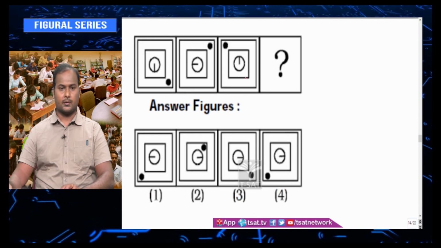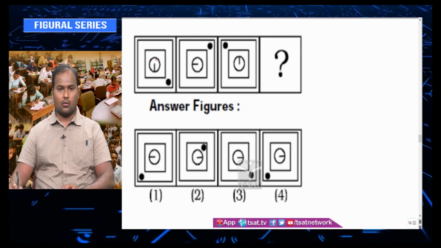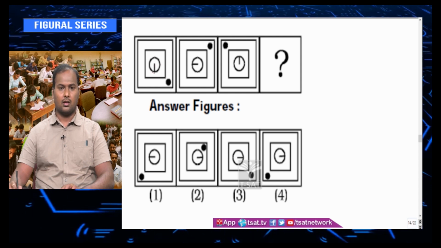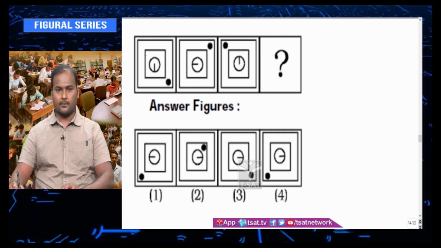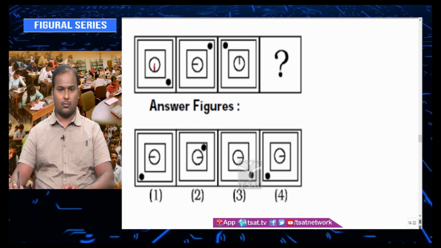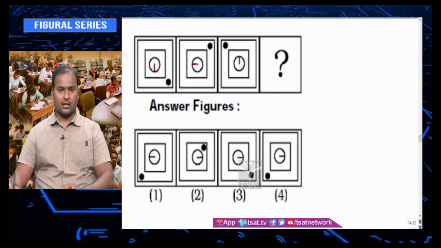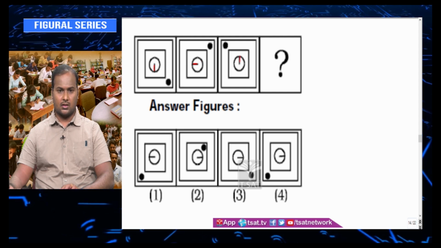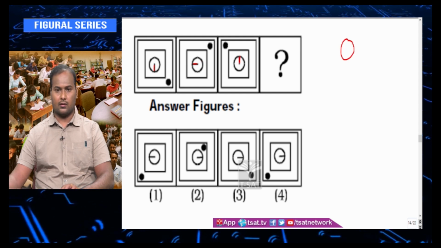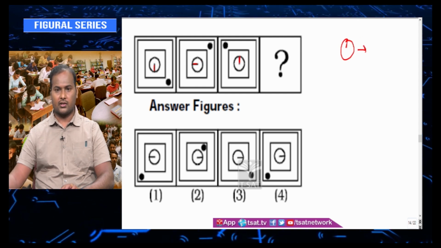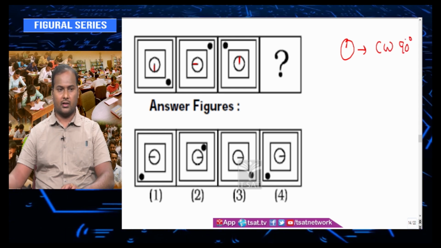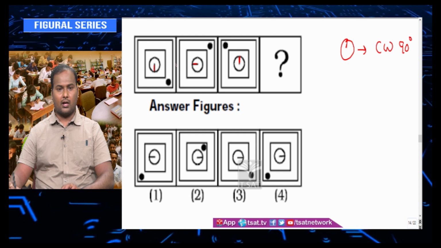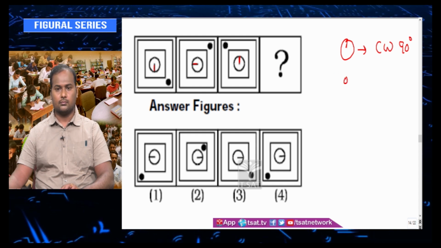In this particular question, we have two changes. One is inside circle and outside dot. You need to check how this circle is rotating. Simply, initially this line is at the bottom. Now this line is showing on the other side. This is on the other side. Means this particular circle is moving in which direction? Clockwise by how many degrees? 90 degrees.